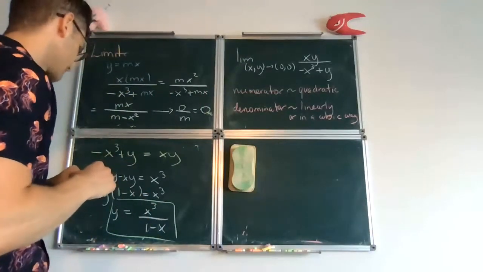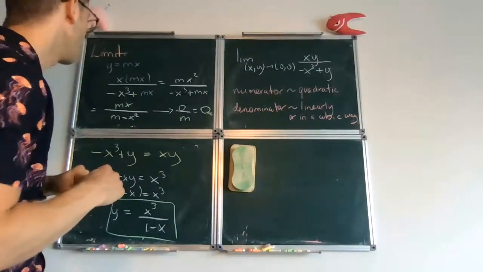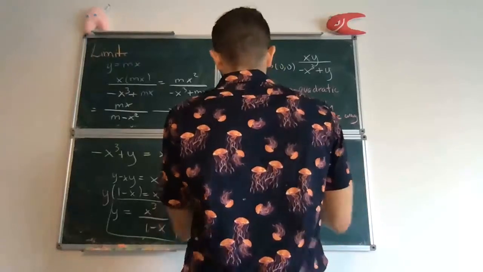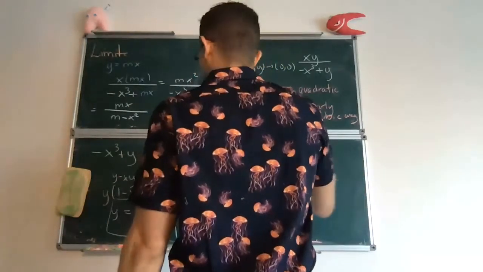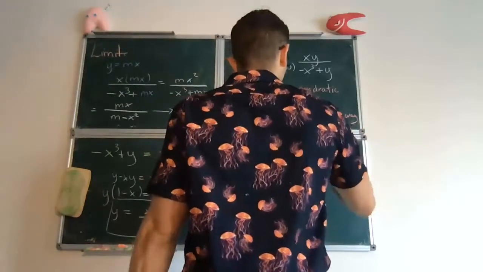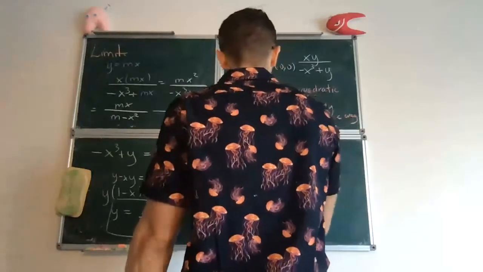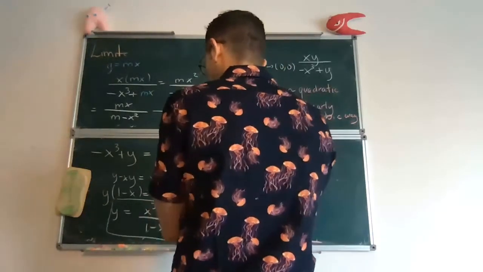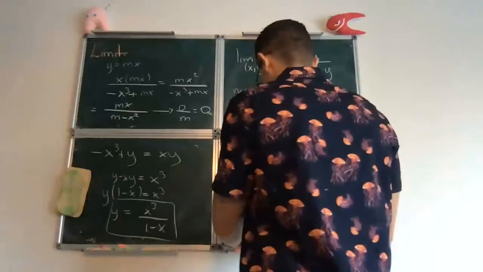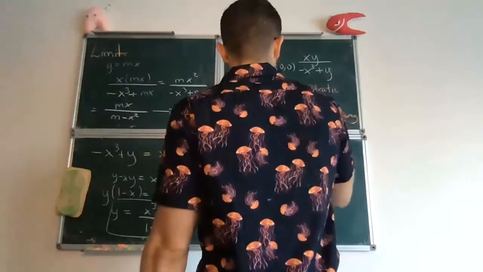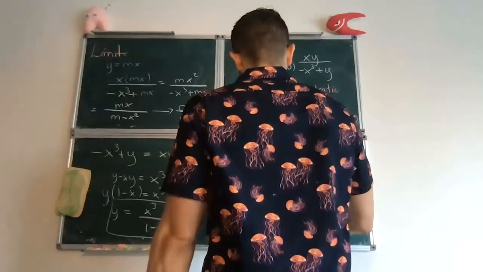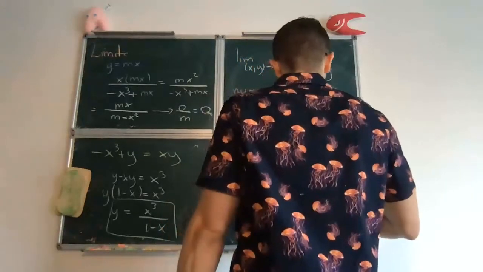And so let's see what happens now. This is a cool trick. If you do this, then it's very easy to see what xy over minus xy plus minus x cubed plus y is. Well, that's just xy over xy, and that's just 1. And so the limit along this curve, when y equals x cubed over 1 minus x, the limit is 1, which is not 0.